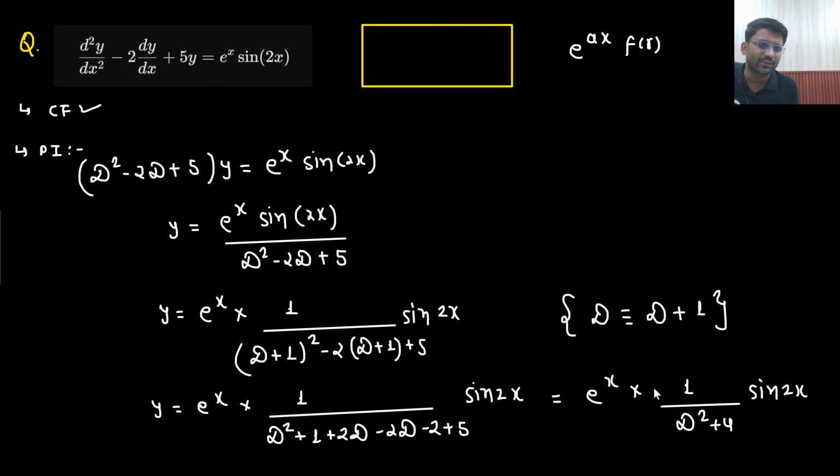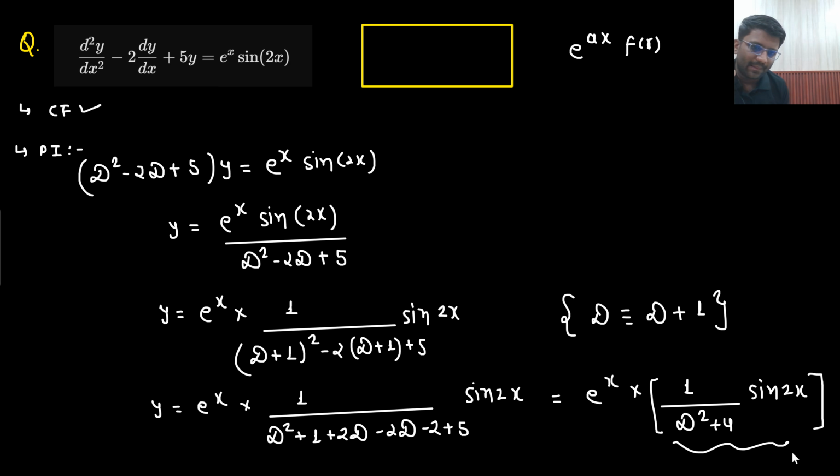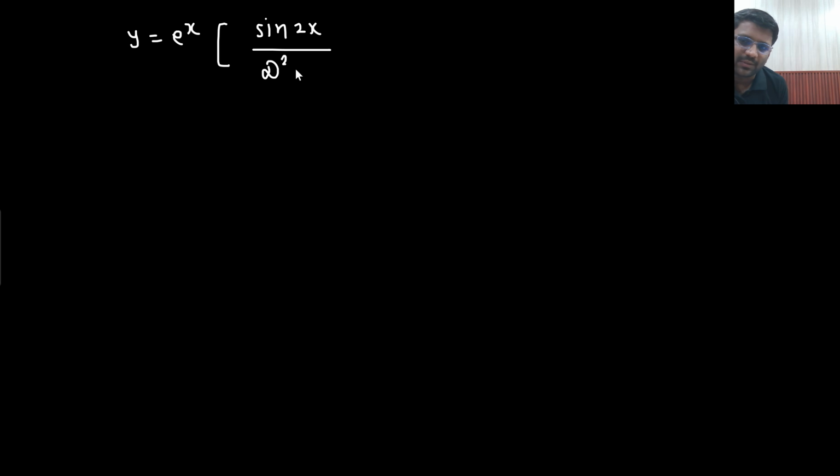Now you have taken e to the power x aside and you are treating it as a constant. So now this is what we are supposed to solve. Do you know how to solve this? Absolutely, sir. e to the power x is treated as constant, and I am supposed to solve sine 2x upon d square plus 4.